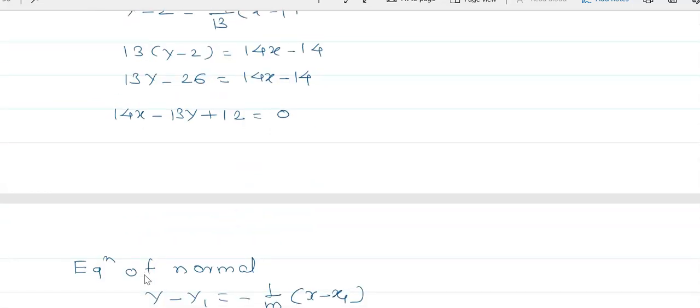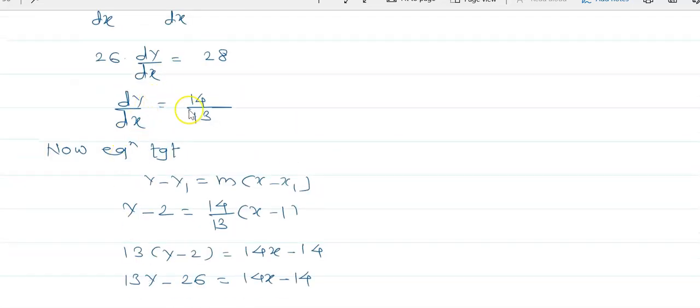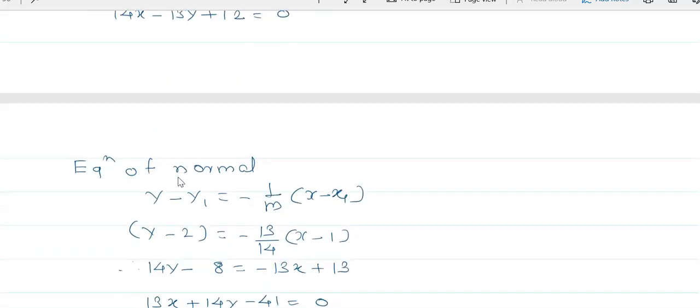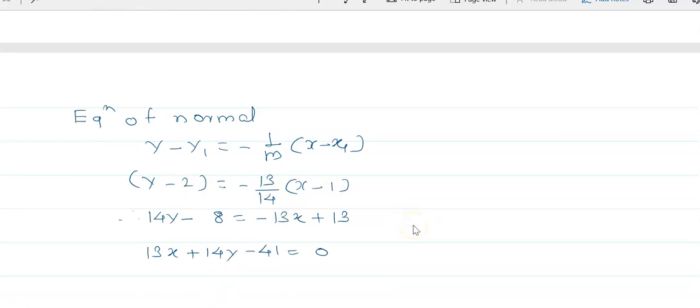Now the equation of the normal. What is the slope that we get? That is 14 upon 13. Therefore the slope of the normal is minus 1 upon m, that is minus 13 upon 14. Therefore the equation of the normal is y minus 2 is equal to minus 13 upon 14 in bracket x minus 1. If we simplify it, multiplying by 14, we get 14y minus 28.